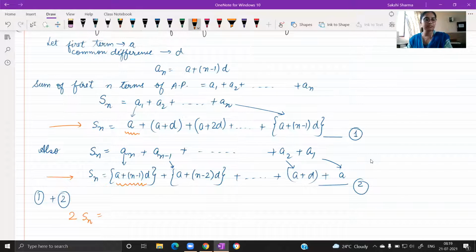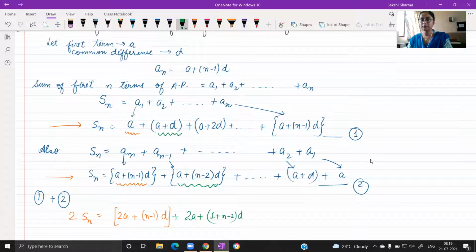Can you see what will be the expression? Tell me if you add these two. You will get 2A plus n minus 1 times D. Then adding the second term. So the ones I have marked with green, if you add these two, twice A plus, combine the terms containing D, and then up to the last one.